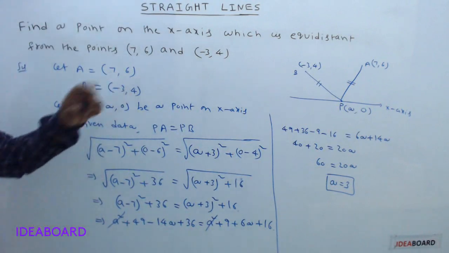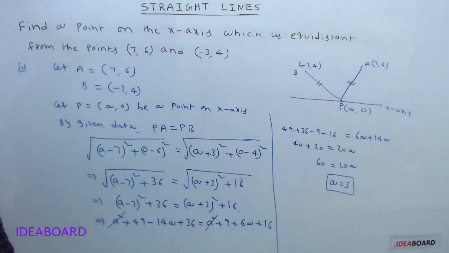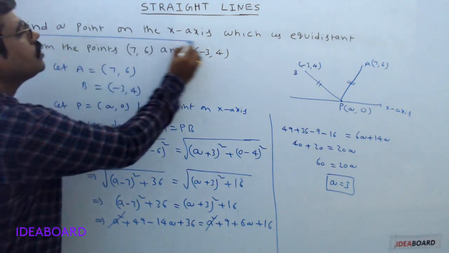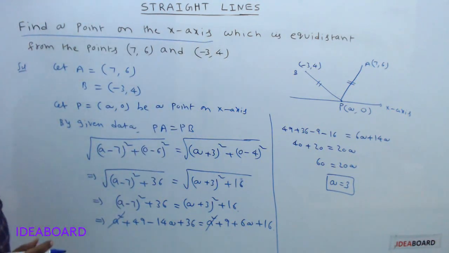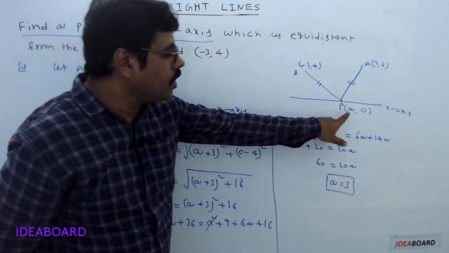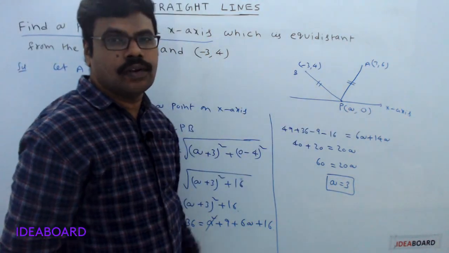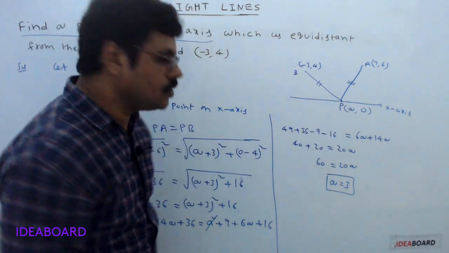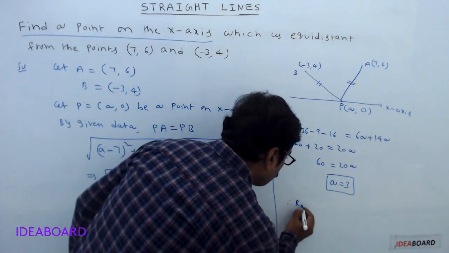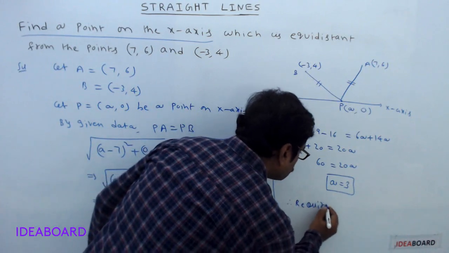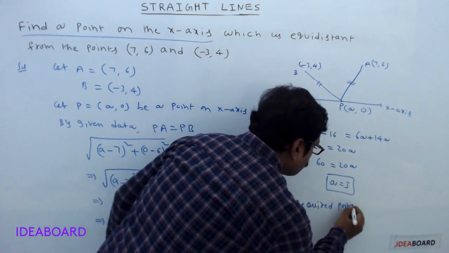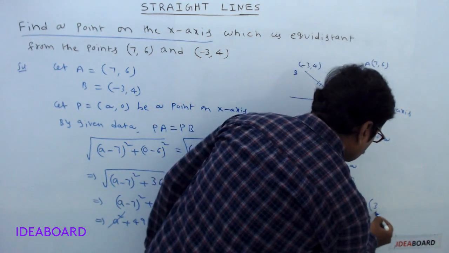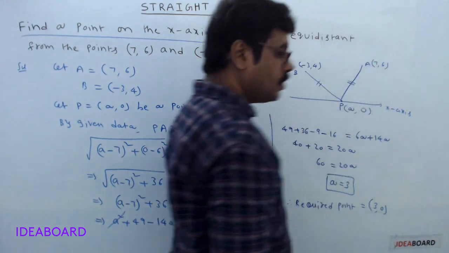But what is our requirement in this problem? Find a point on the x-axis. We need a point on the x-axis. Initially you have taken that point as a comma 0. So what is the conclusion? Required point is 3 comma 0. So therefore required point is a comma 0, that should be 3 comma 0. That's it.